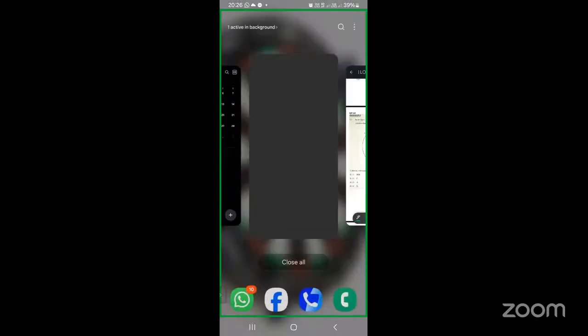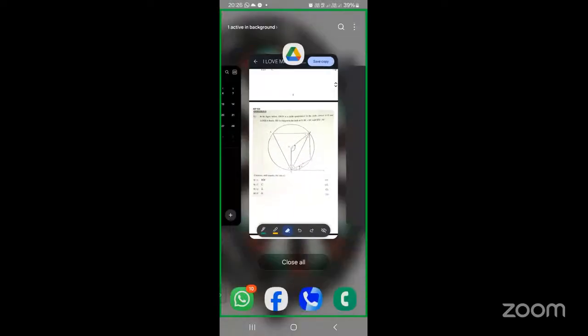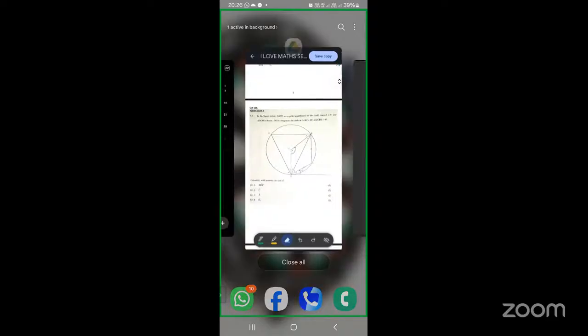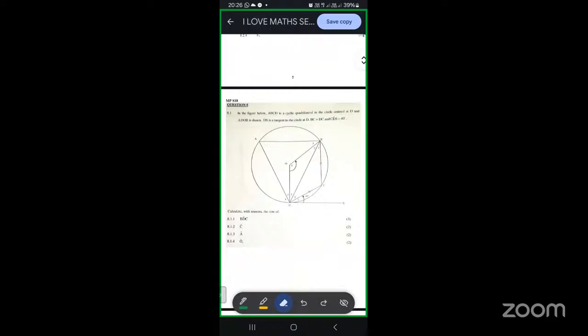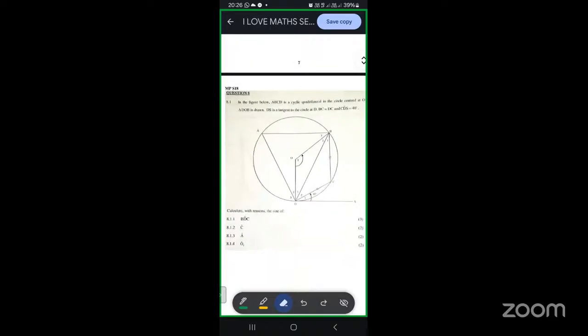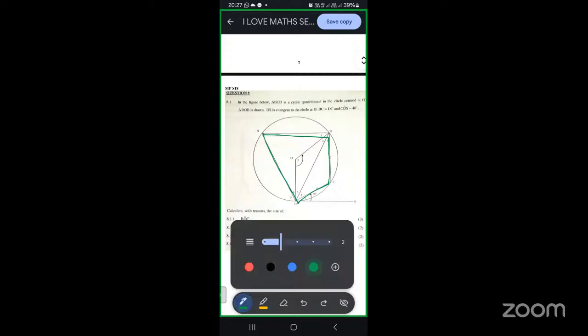So, is my friend still there? Oneile, are you there? I'm going to ask you a question. How do you think we can calculate 8.1.1, the size of angle BDC? So we can use the cyclic quad theorem. Okay, so you are saying we are going to focus on this cyclic quad. Yes, sir. Okay, and then what are we going to do next? We can also look at the tangent. Okay.